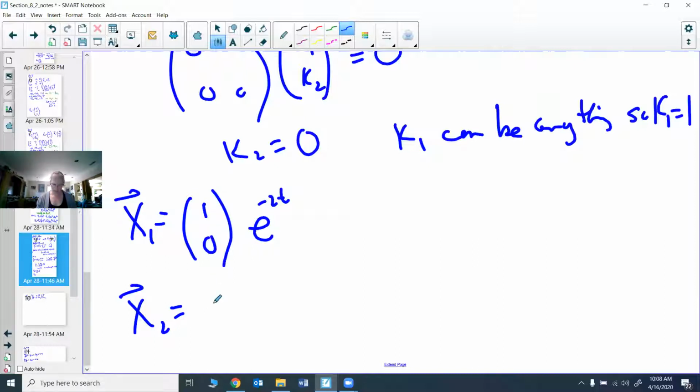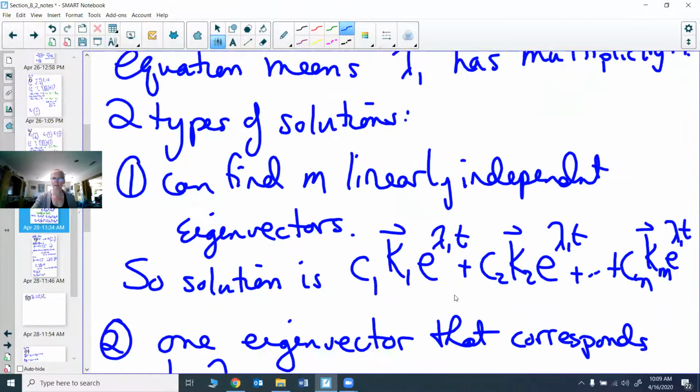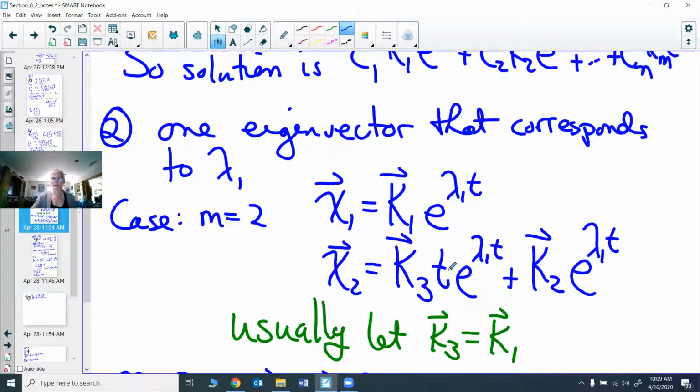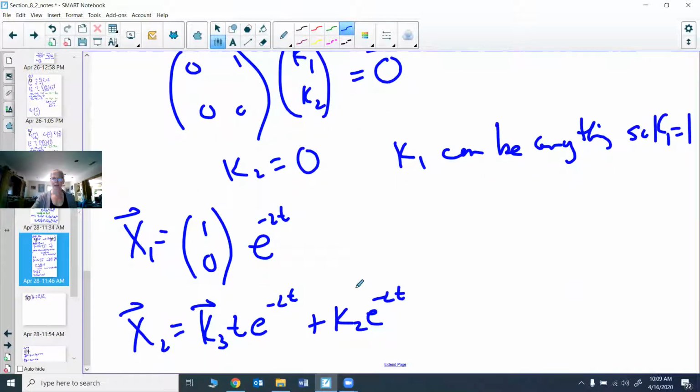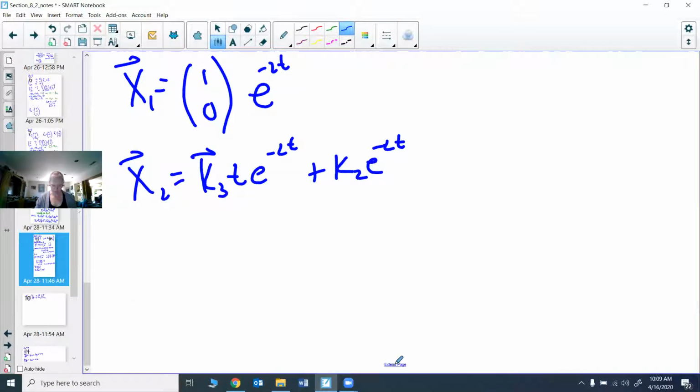So unfortunately, I will get the second case here, where we're going to have a k3 times t e to the negative 2t plus k2 e to the negative 2t. So this is that second case that we were looking at. To go back to that really fast, we've got k3 t e to the lambda t plus k2 e to the lambda t. What we have to do now is figure out what k3 and k2 are, so we can actually find out what x2 is equal to.